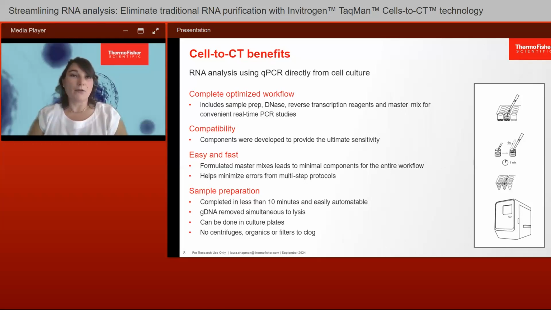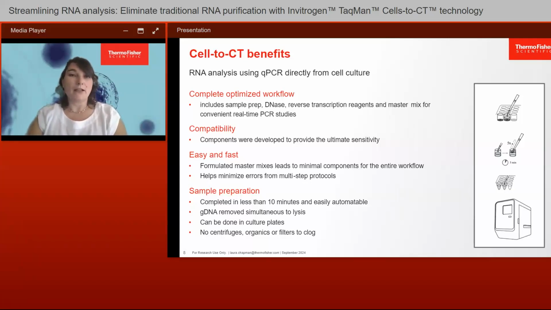The formulations for most of the reagents included in the kit are in a master mix format. So you don't have to worry about mixing individual components together to create your RT master mix, for example. And so this helps minimize errors from having to use multiple tubes and multi-step protocols. And lastly, the sample preparation is very easy and very fast. It only takes less than 10 minutes, depending on the number of samples.